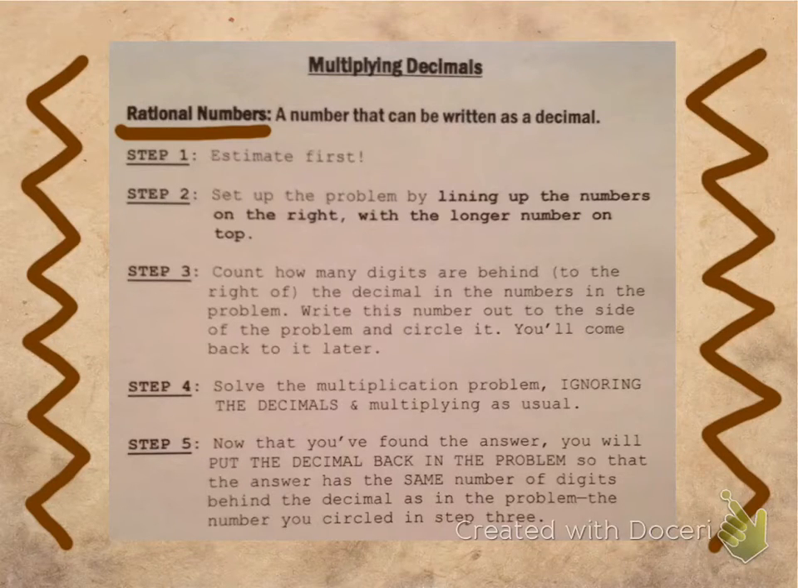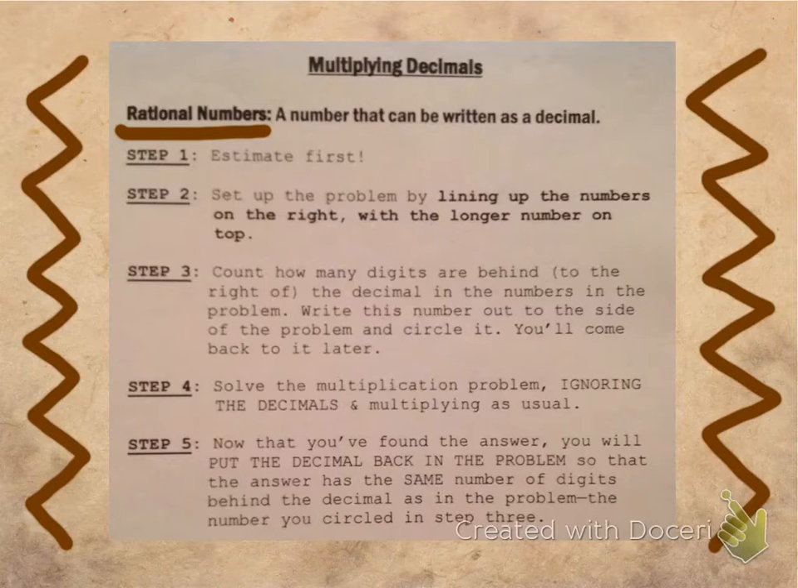So when we first get started on this, we're going to estimate to see how the multiplication works. And then we will set up a problem by lining up the numbers on the right with the longer number on top. Step 3 is to count how many digits are behind or to the right of the decimal in the number in the problem, and write this number out to the side of the problem and circle it. You'll come back to it later. Step 4, solve the multiplication problem ignoring the decimals and multiplying as usual. That's the big thing right there. When we multiply decimals, we ignore the decimals in the problem.